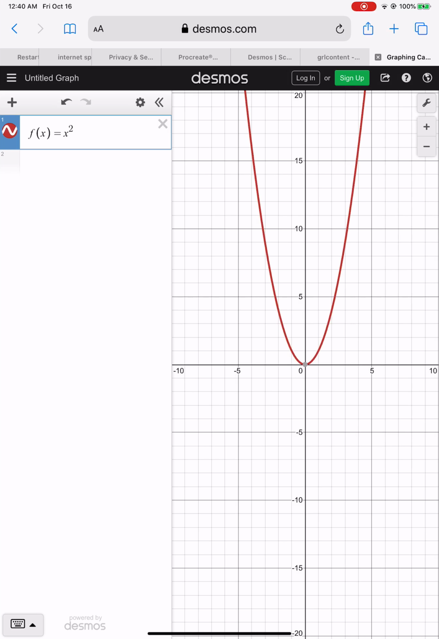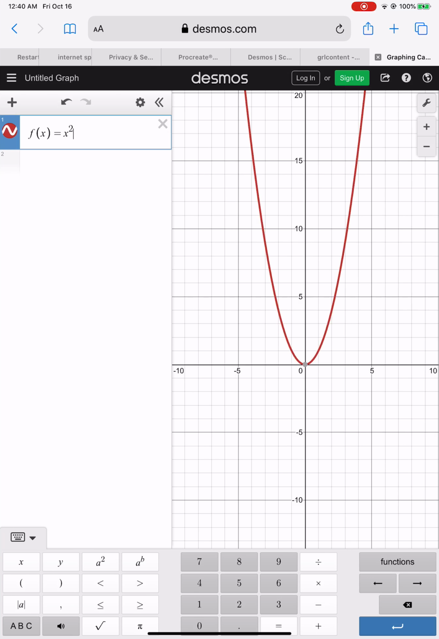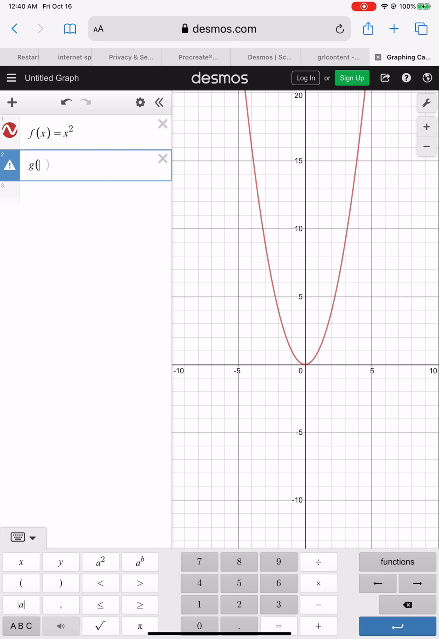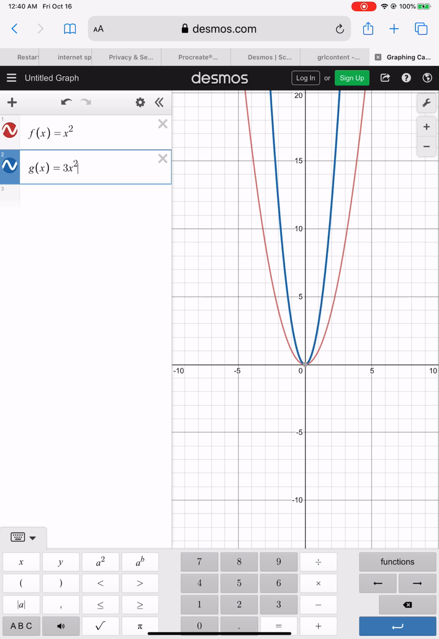Okay, let's get the second one, which is the g function. g of x equals 3x squared. So we'll see the difference. The blue graph represents the 3x squared function. What's the difference between the red and blue? The blue function is a little narrower than the red graph, right?